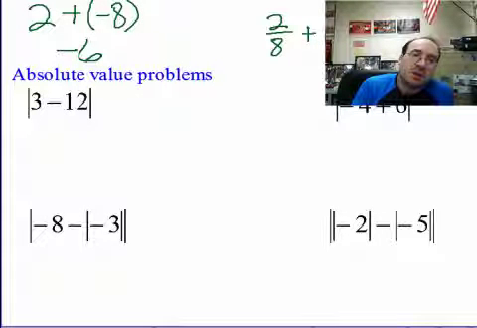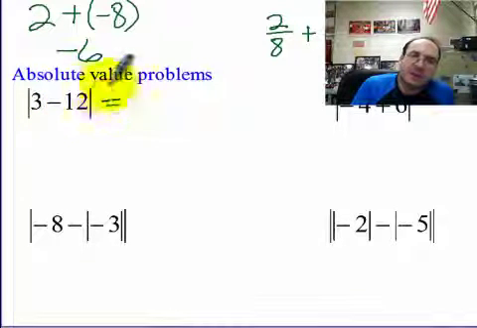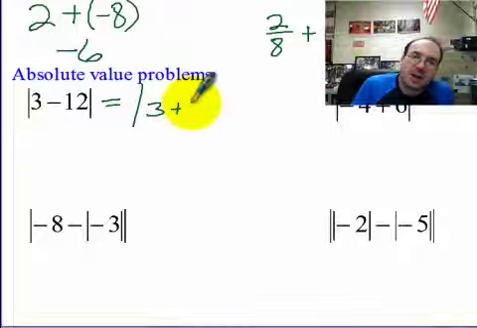Okay, so let's talk about the absolute value now. I have 3 minus 12, and I want to take the absolute value. So the first thing I'm going to do is subtract 12 from 3. And to do that, I change it to an addition problem.